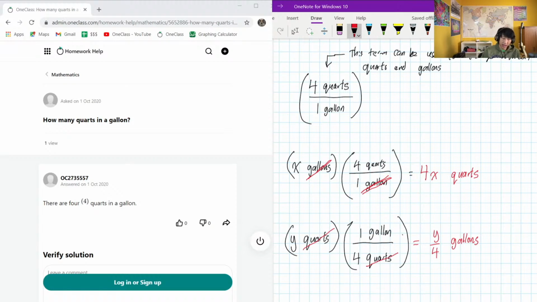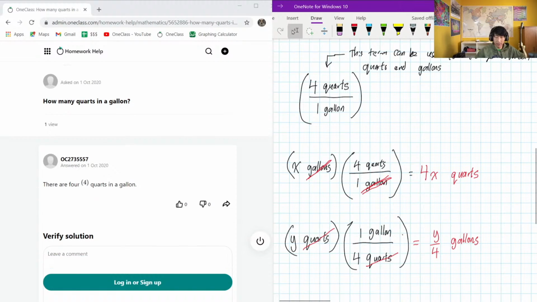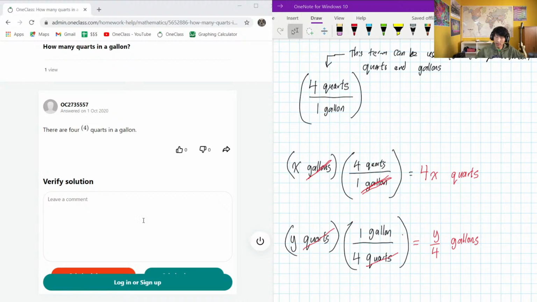Okay, so unit cancellations like this are very useful across many different fields. So stay ready for this, and stay ready with the unit cancellations. It's very important. All right, cool. So the above solution is good.